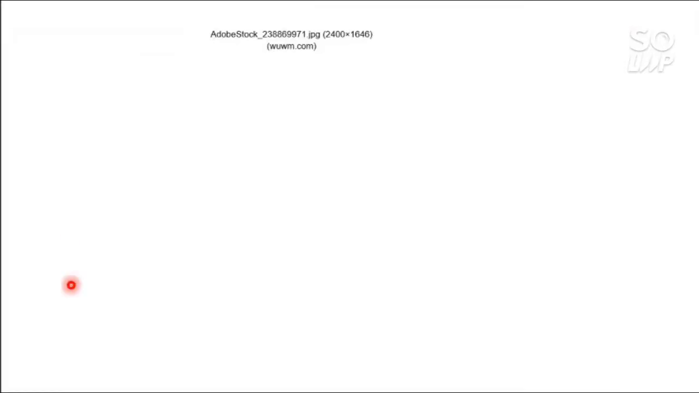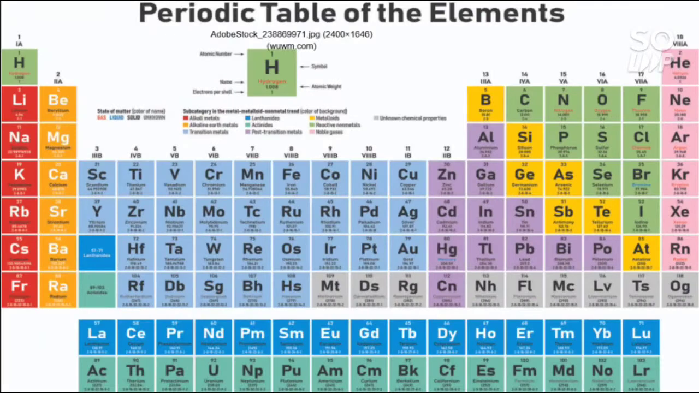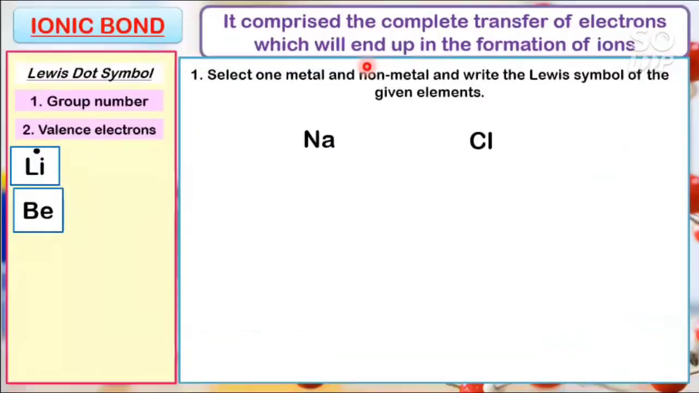In what group does beryllium belong? Let's check the periodic table. So in the periodic table, you can see that beryllium is in group number 2. So meaning to say, beryllium has two valence electrons, which means that it only has two dots.